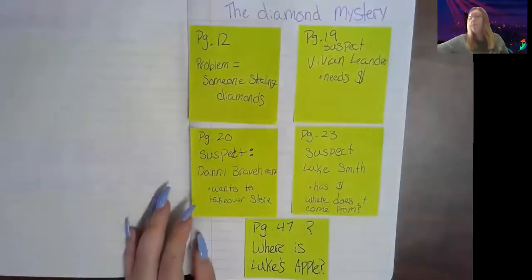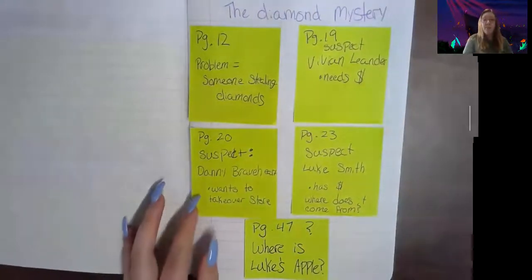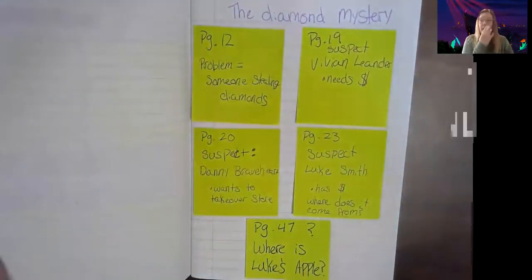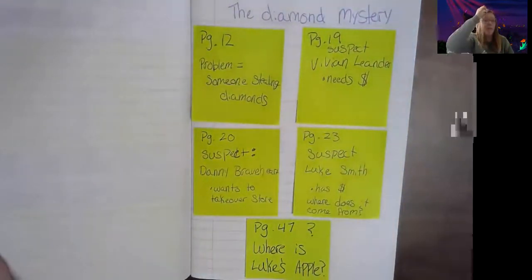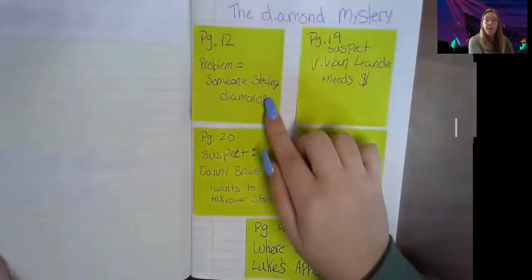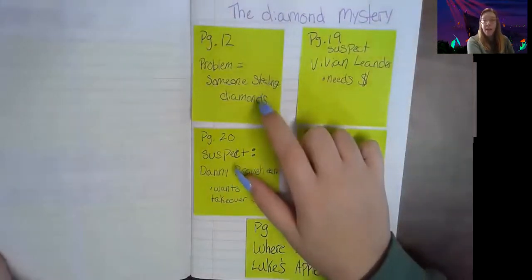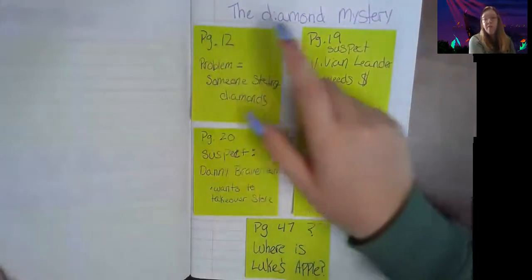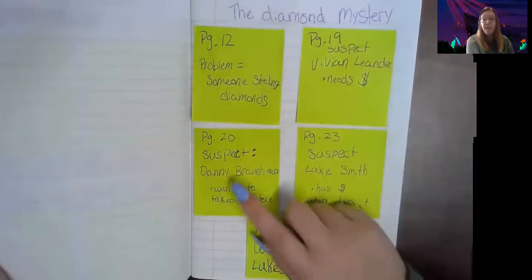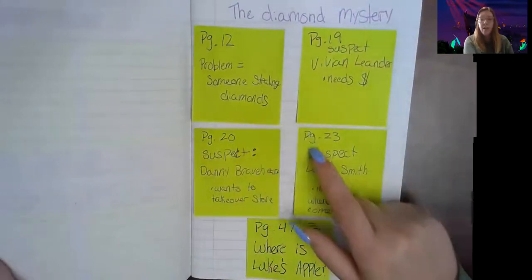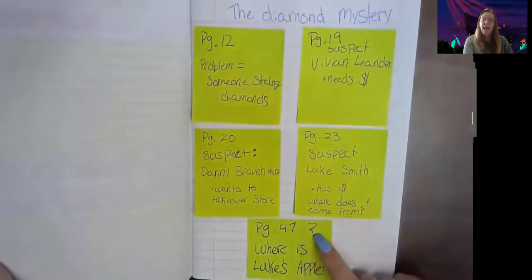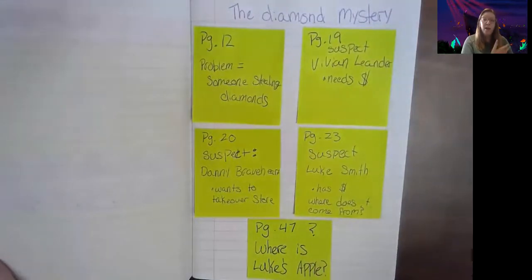All right, so I have gone ahead and stuck all my post-it notes from my book in my notebook. And I am so glad that I wrote down the page number. That way, if I need to go back when I write, I can go back and find that information. And so I put that the problem was on page 12, a suspect was on page 19, another suspect was on page 20, and then another suspect was on page 23. And then on page 47, I had a question, and that question was, where is Luke Smith's apple?